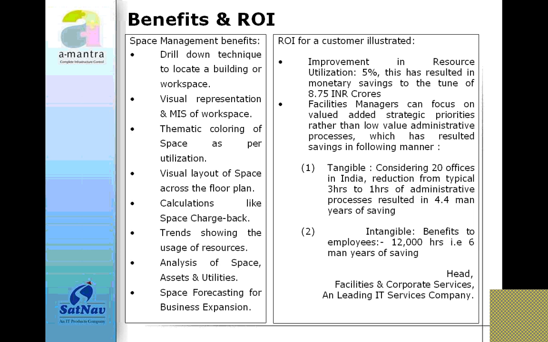The return on investment for this would usually be calculated when we have considered the time that a particular facilities manager takes for allocating a seat. It was considered that typically every person was using 3 hours of his time just for identifying the seat and giving the seat to the concerned person. So this time has tangibly been reduced and it has resulted in 4.4 man-years of savings. And you can also have 5% of monetary savings, which has resulted in 8.75 CR.